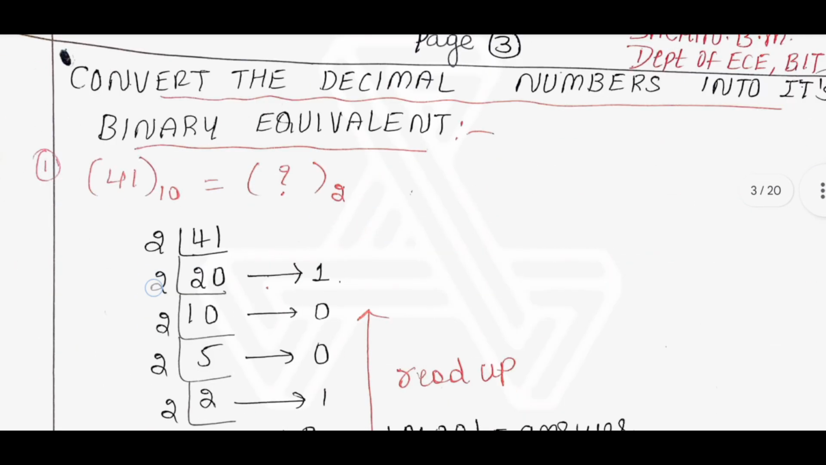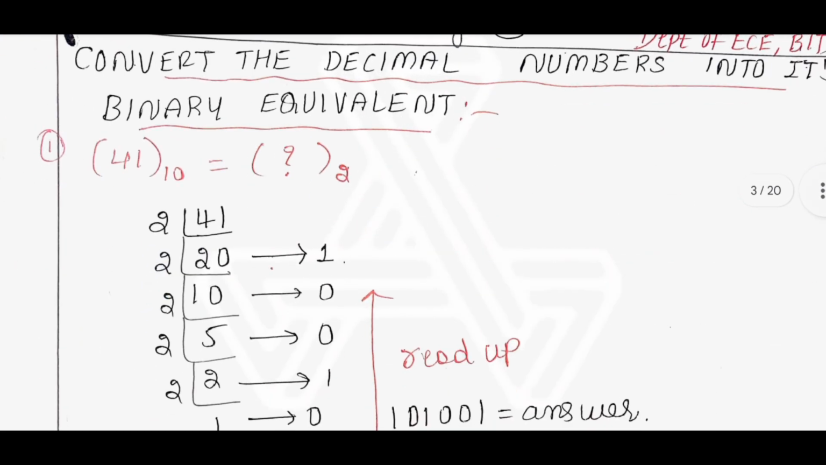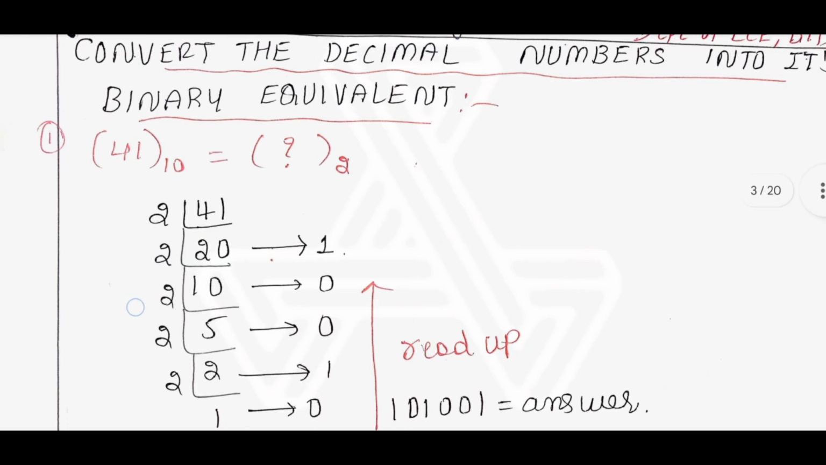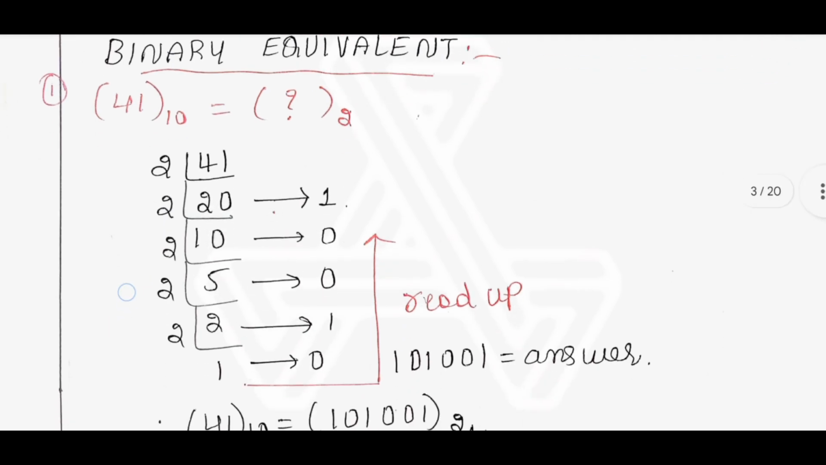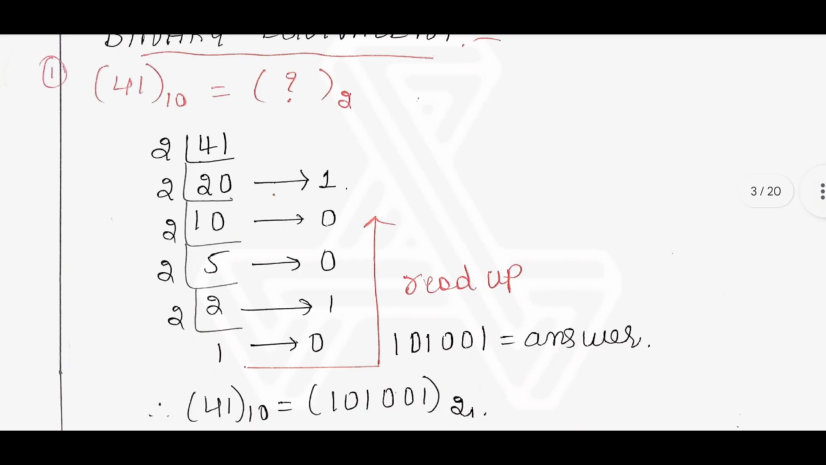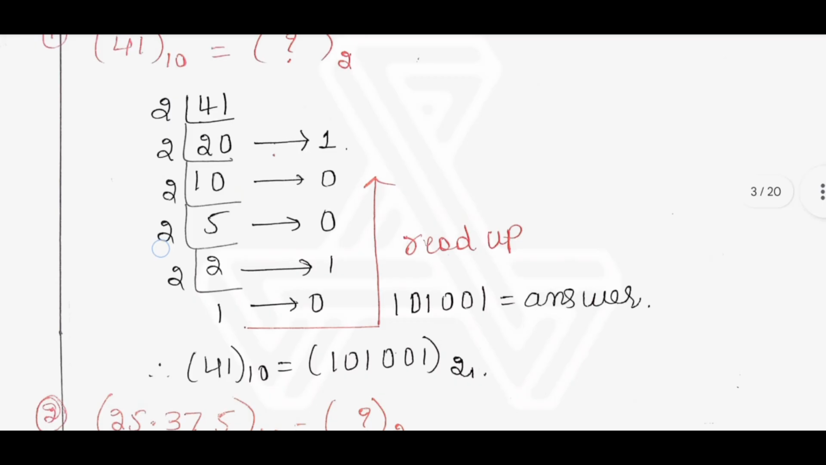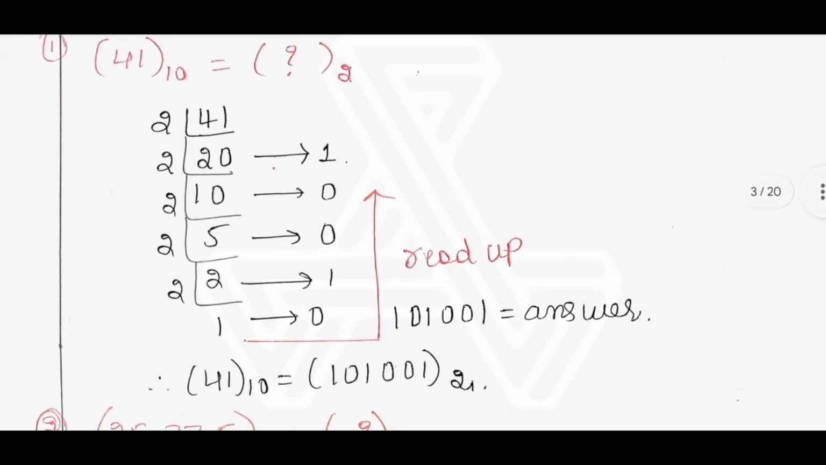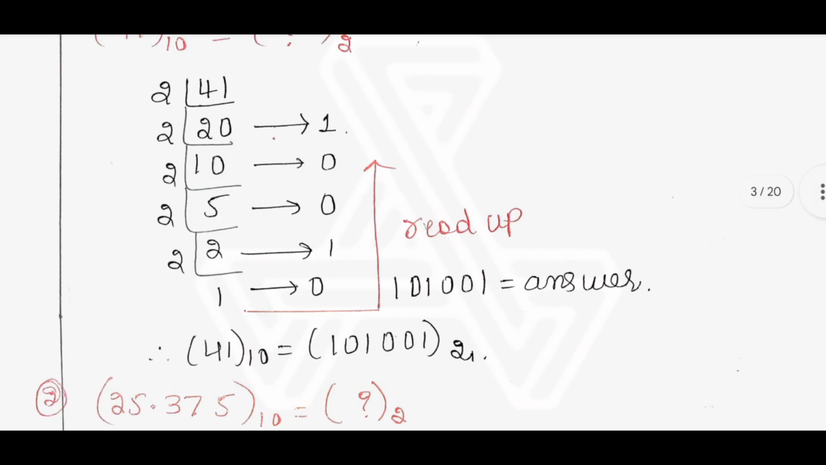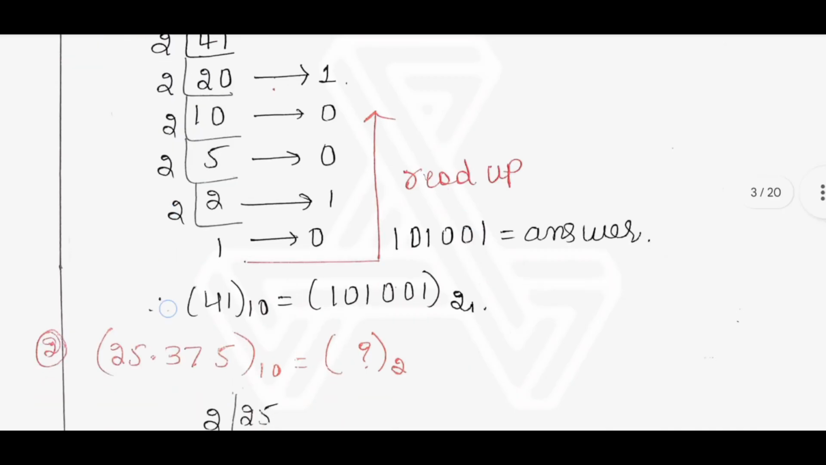Convert the decimal number to binary equivalent. We have 41, then 20, 10, 5, 2, 1. So we have to take from this order. A remainder is 1, the remainder is 0. We have to take the remainders as they are from below. 1 0 1 0 0 1 is the answer.